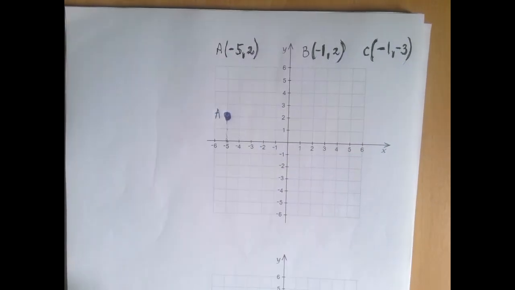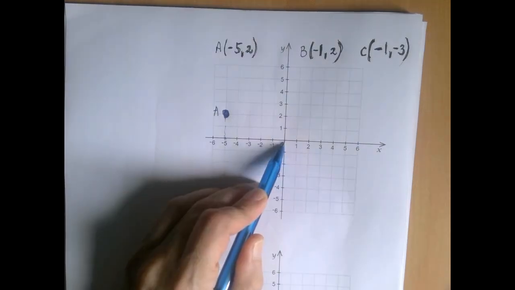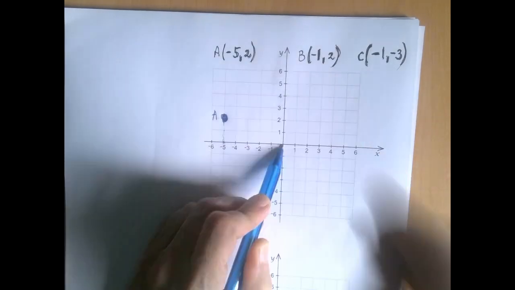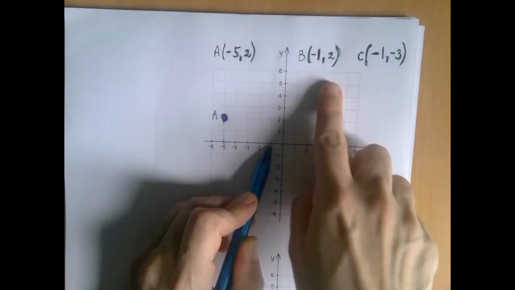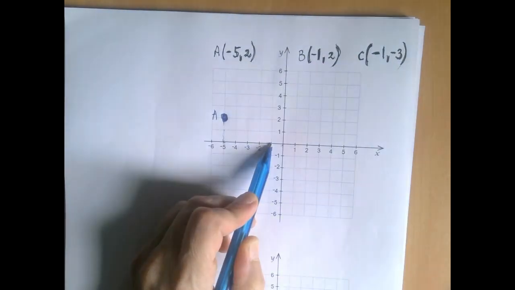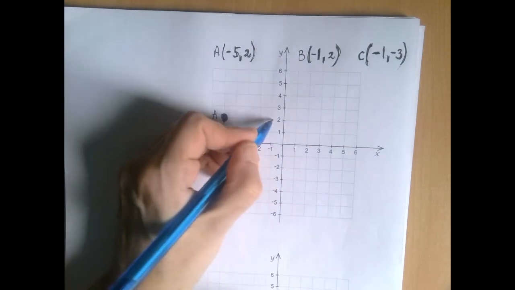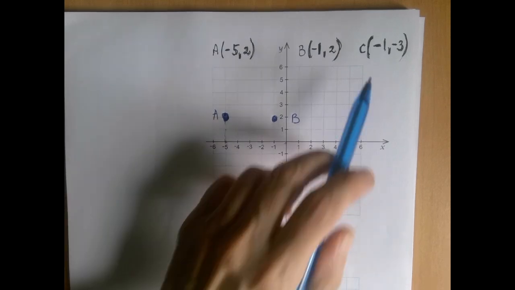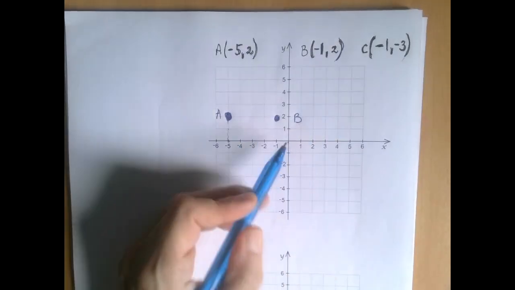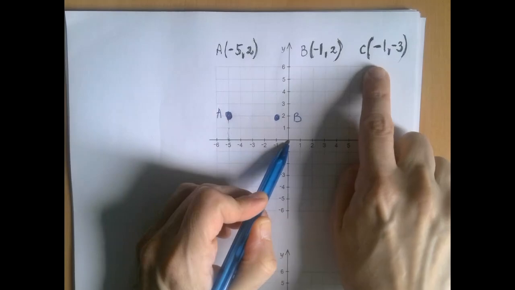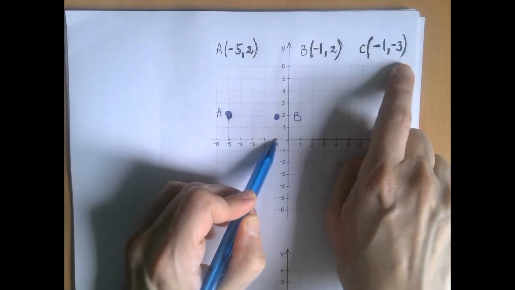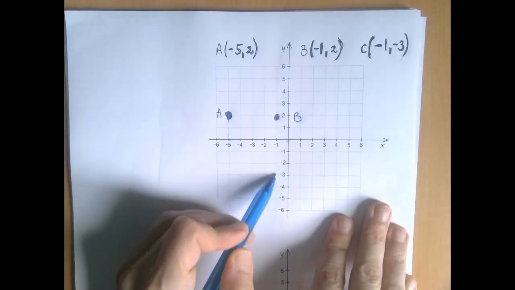The next point is negative 1, 2. As always, we start at the origin. The first coordinate is the horizontal coordinate, so negative 1. And then the second coordinate is the vertical coordinate. That's 2 up. And so the last point is C, negative 1, negative 3. So we start at the origin. Negative 1 is the horizontal, so that's 1 to the left. And negative 3, the vertical, that means 3 down.